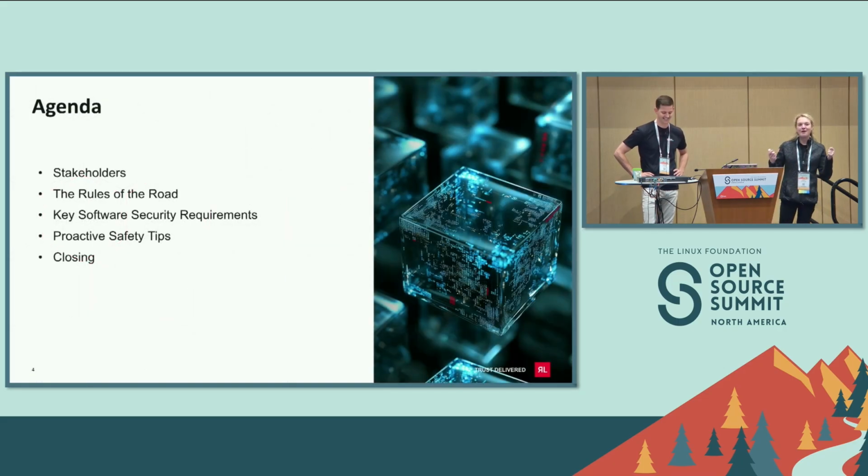So the agenda, what is the meat and potatoes we're talking about today? Today we're going to talk about the stakeholders when it comes to the CRA. And we're also going to give you the rules of the road, right? So what are the rules that people need to abide by with this new CRA legislation? And we're also going to talk through key safety and security requirements, as well as proactive safety tips.